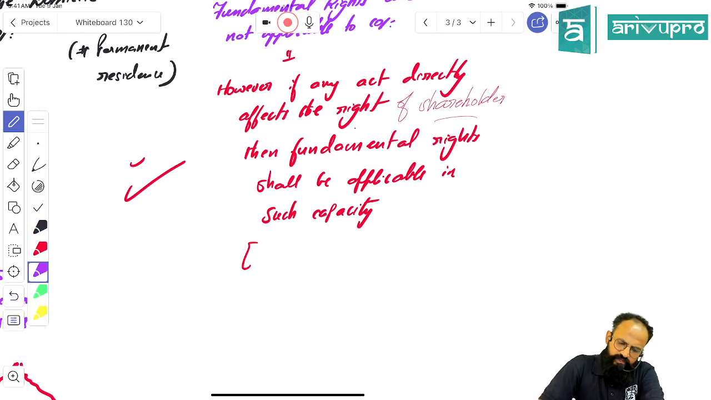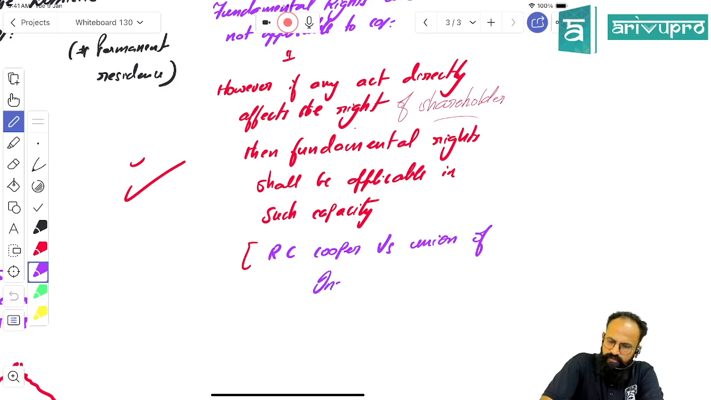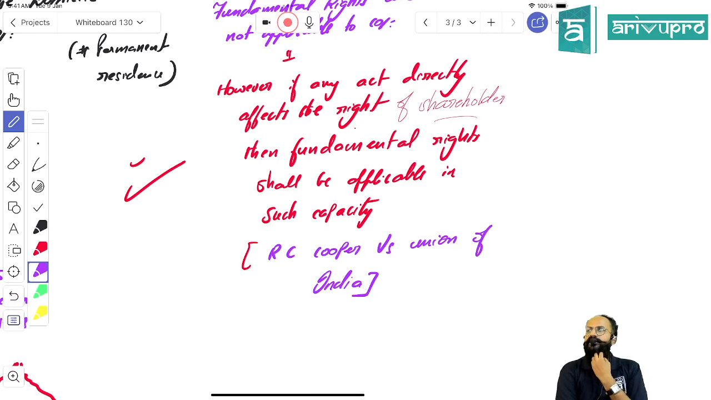Case law, there is one case law, that case law is called RC Cooper versus Union of India.